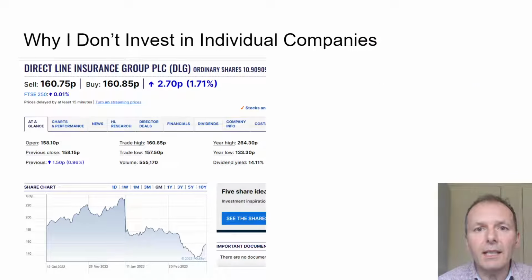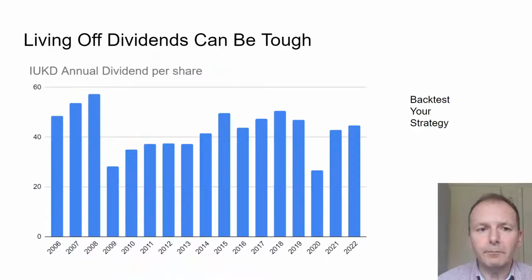So I don't invest in individual companies because, as you can see in this example for Direct Line, they can just end up cancelling a dividend altogether. You're not really sure what to do because the share price has bombed out. You might continue with it, you might not. If you did continue with Direct Line, it only went on to fall further.